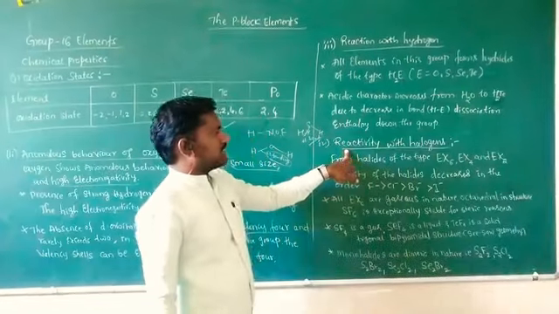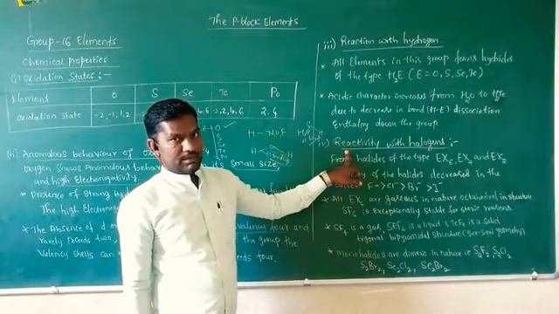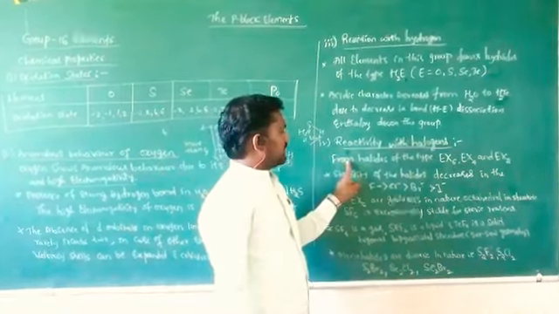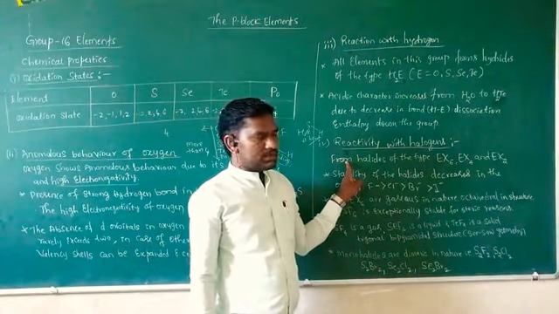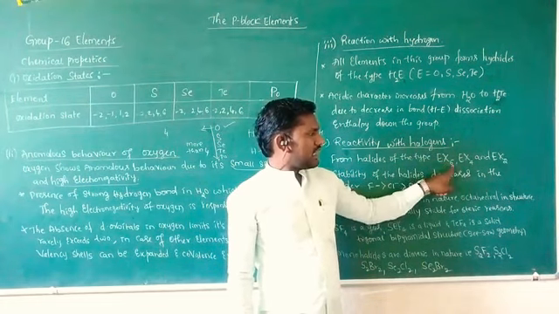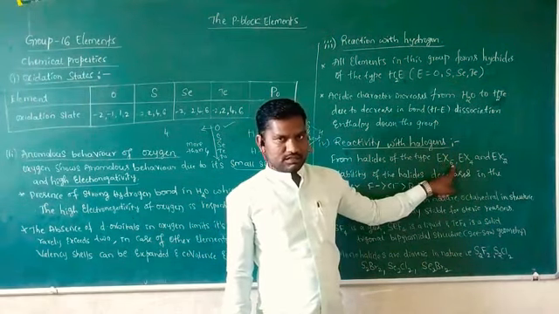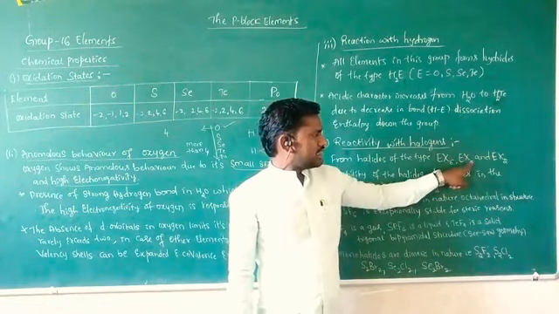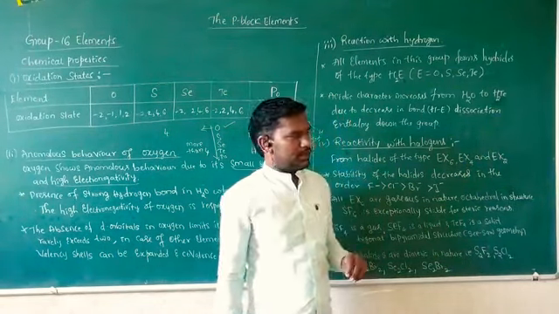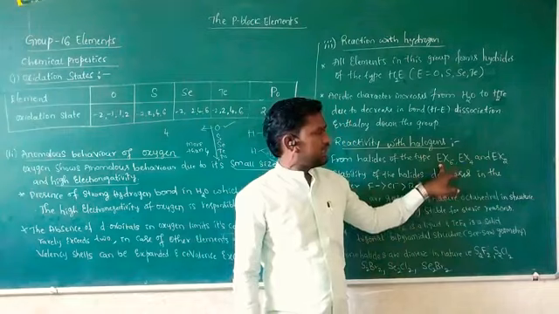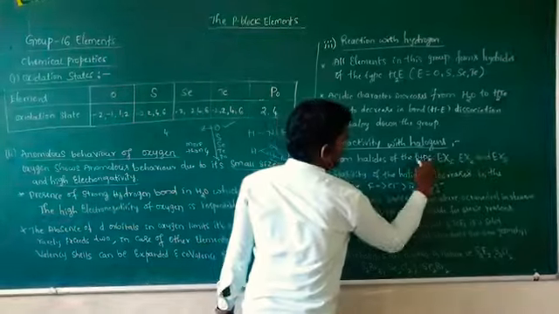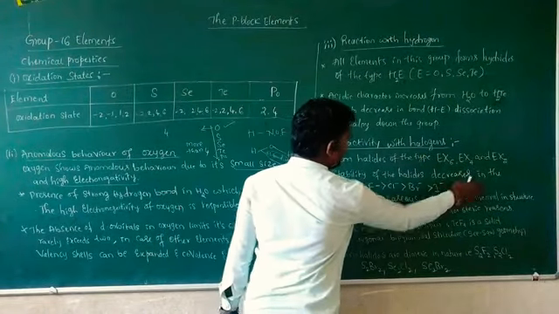Next, reactivity with halogens, group 17 elements. How do group 16 elements react with the group 17 elements, halogens? They react with the halogens to form three types of halides: hexahalides, hexa for 6, tetrahalides, and dihalides. Here E is any element of group 16 and X is a halogen. The stability of the halides decreases in the order of the three types.